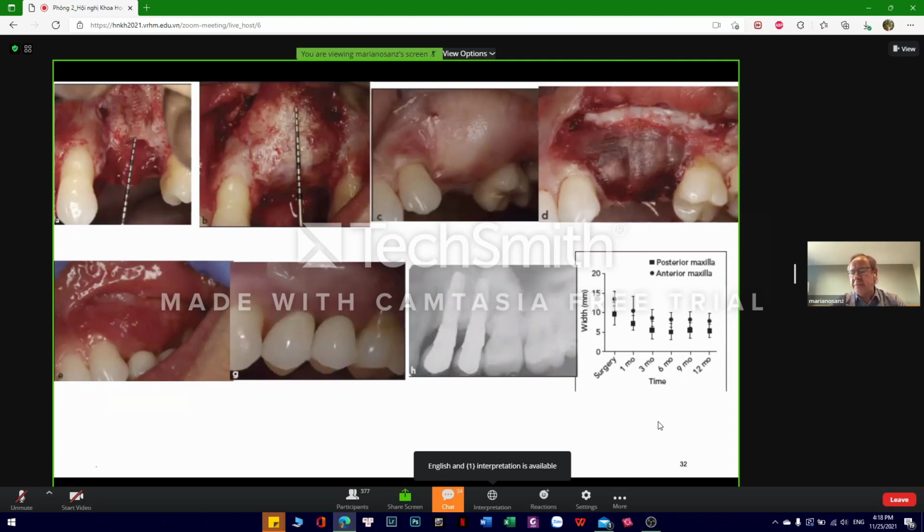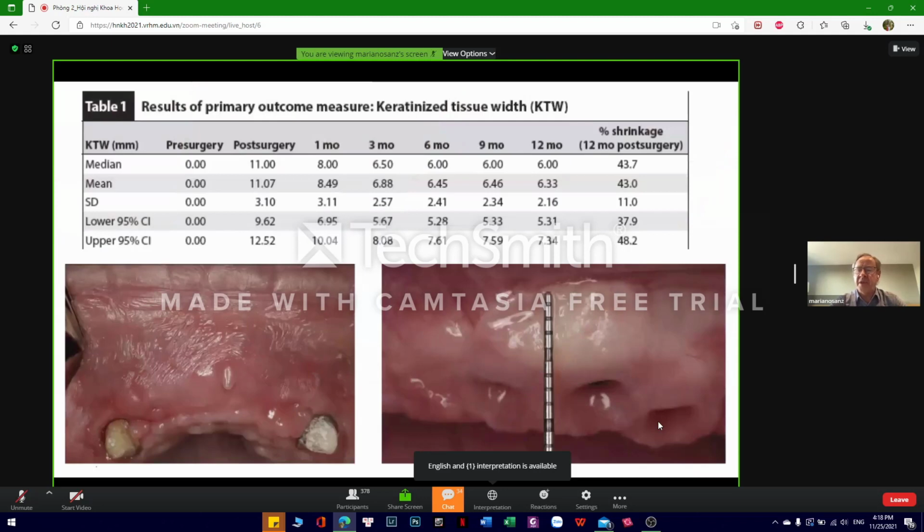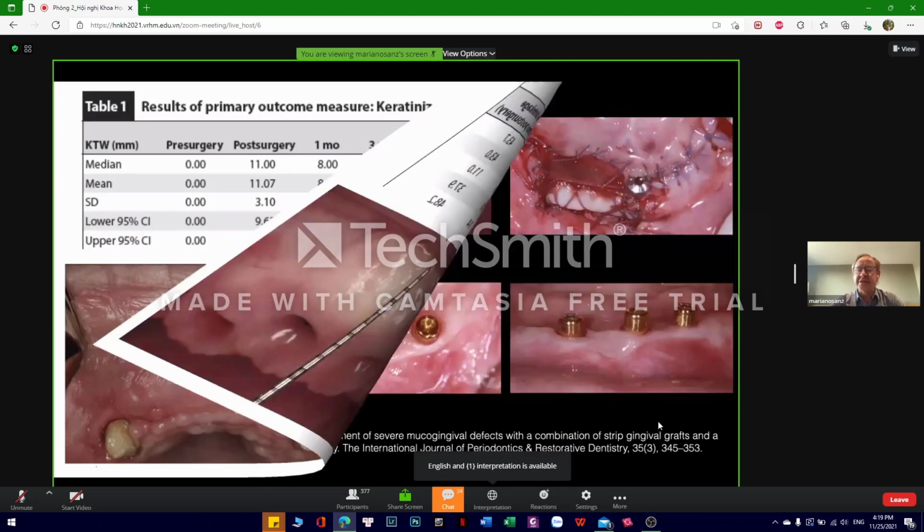And you see that in both the posterior and anterior maxilla, you see from the surgery that we aim to increase around 10 millimeters, 1 centimeter, we end up with about 5 to 6 millimeters, which is a very good area. And as you can see, the median and the mean at 12 months, about 6 millimeters of mean, and about 40% of shrinkage, but enough to have this band of keratinized tissue.